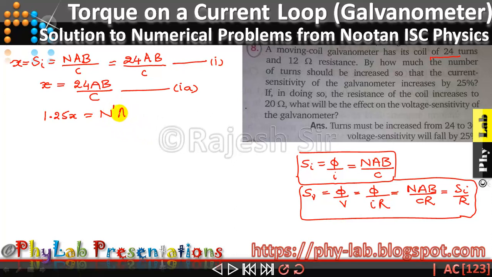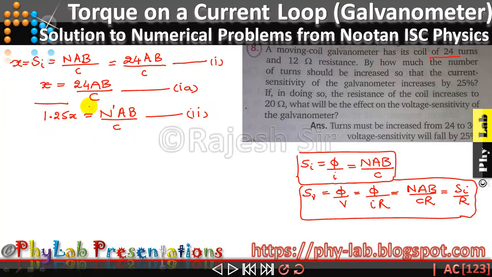But the area of the coil I am not disturbing, so the area of the coil still remains A. The magnetic field in which the coil is suspended still remains B, and the torsional constant of the suspension wire also remains C. So this becomes my second equation. I am just changing the number of turns from 24 to some N dash, so that my current sensitivity gets increased by 25% and now becomes 1.25x.